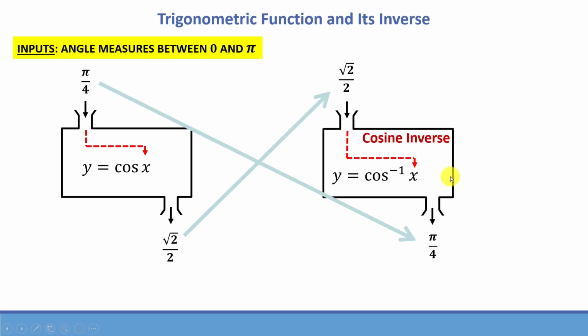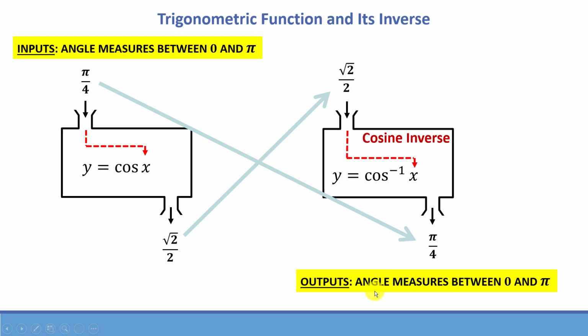And here's one very important note. Since the original cosine function has a restricted domain, and we say it here, inputs are angle measures between 0 and pi, once we obtain the cosine inverse function and all inputs of cosine become outputs of cosine inverse, now we have to say that outputs are going to be angle measures only between 0 and pi. Inverse cosine function cannot produce any other angles. So it means that while a regular trigonometric function has to have a restricted domain, an inverse trigonometric function is going to have a restricted range, restricted outputs.